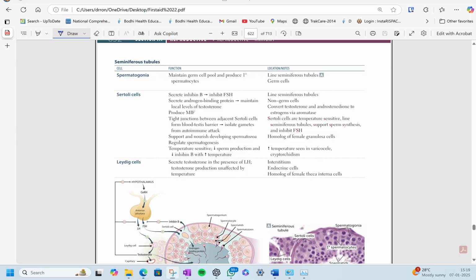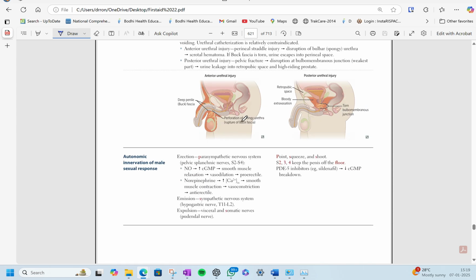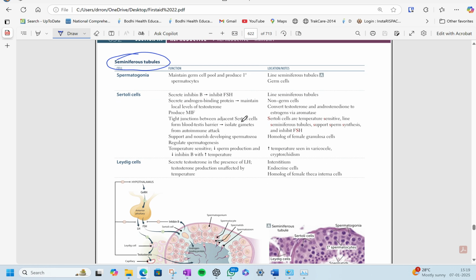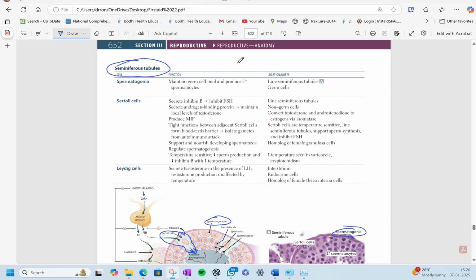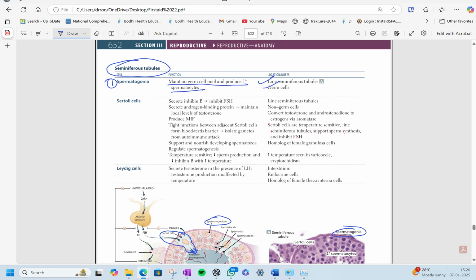So you can see here seminiferous tubules. These are tubules in the testes, and here you can see there are three cells. One is the spermatogonium. This will maintain the germ cell pool and produce spermatocytes. They line the seminiferous tubules. Then you have the Sertoli and the Leydig cells.